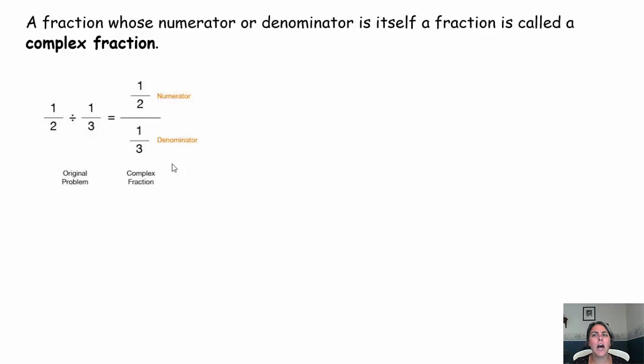We're going to work with complex fractions in 7th grade. What we'll have is a fraction in the numerator, a nice big fraction bar, and a fraction in the denominator. This is a complex fraction, and all it means is 1/2 divided by 1/3.